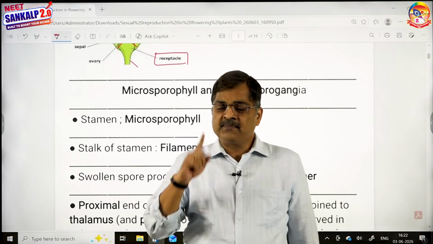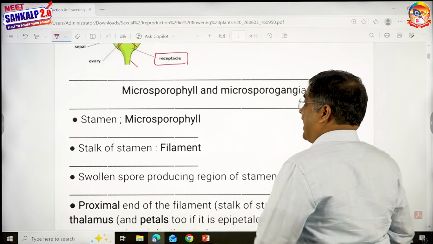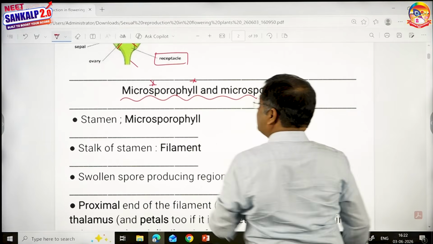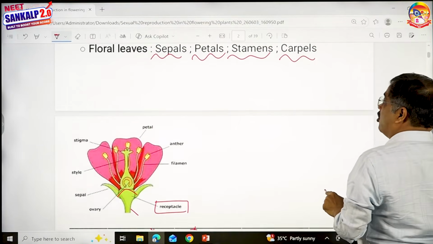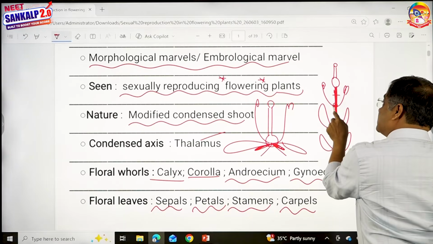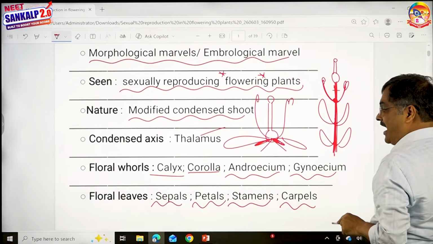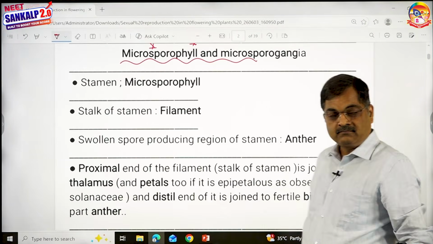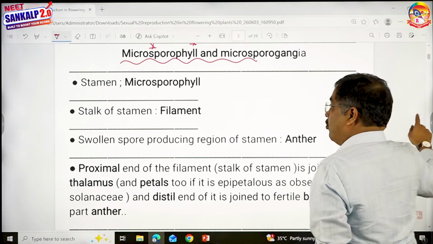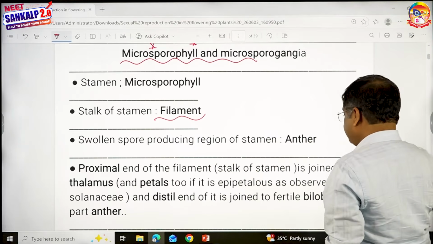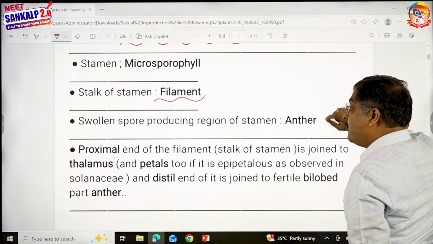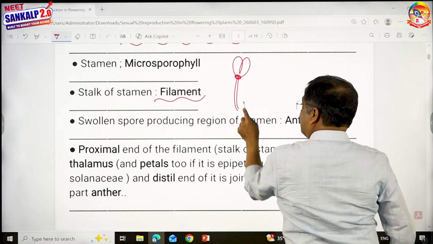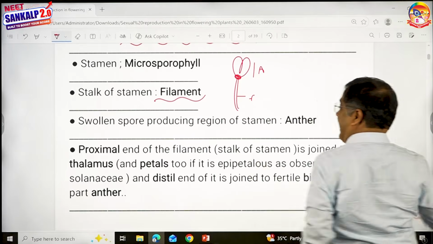Question you're going to ask me is, why stamen is said to be microsporophyll? Why you call them as sporophyll? Phyll means leaf. Anything which arises from node is a leaf. Stamen is arising from the third node. Therefore, I want to call it by one name, sporophyll, microsporophyll. Isn't it? Then, what is the stalk of the stamen called? Filament. What is the swollen spore-producing region of the stamen? This is the swollen spore-producing region. This is the filament, and this is said to be anther.